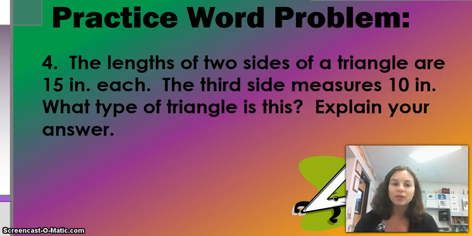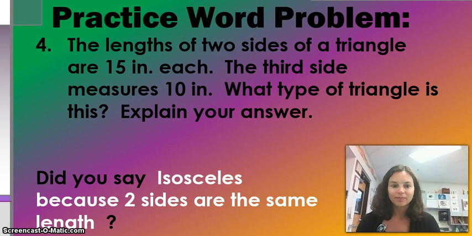We know if 2 sides are 15 inches each, that they are the same size. Both sides have 15 inches in length. So that would be an isosceles triangle. Is that what you wrote down? If so, good. Give yourself a pat on the back. If not, make your correction and let's move on. It's an isosceles triangle because it has 2 sides that are the same length. That's what you should have written.